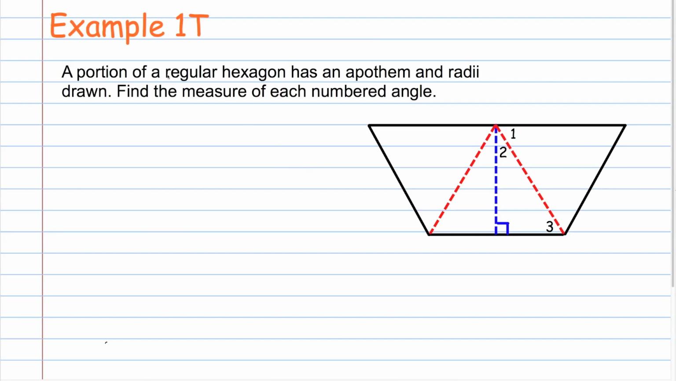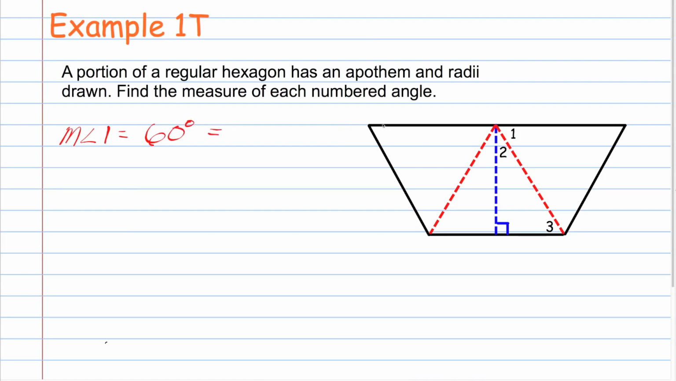It's good to note that we have a portion of a regular hexagon. This is half of a regular hexagon. We can see here that the radii, the red dashed lines, are going to split the entire thing up into 6 equilateral triangles. And in this case, the black lines and this radii form one of those equilateral triangles. So we can figure out that the measure of angle 1 is equal to 60 degrees because that's one of the angles of an equilateral triangle.